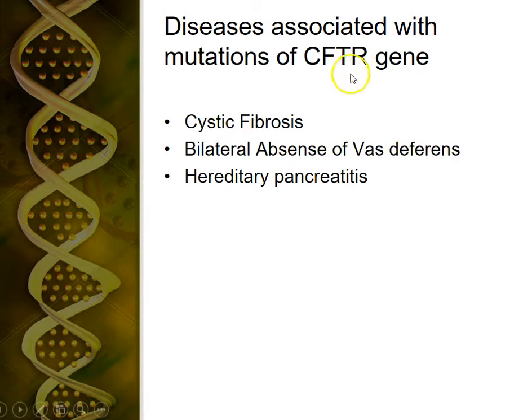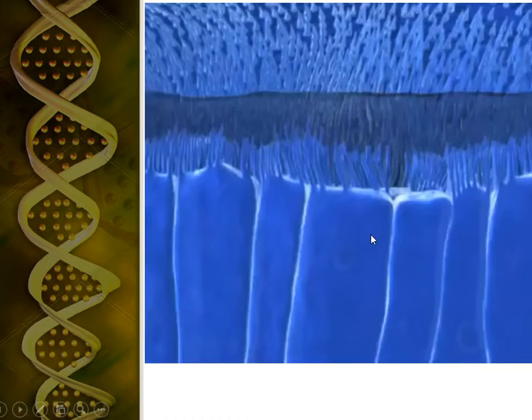Diseases associated with CFTR include not just cystic fibrosis, but also isolated bilateral absence of the vas deferens, as well as hereditary pancreatitis. So different changes within this gene. The most common is cystic fibrosis, but different changes can just result in bilateral absence of the vas deferens as well as hereditary pancreatitis.